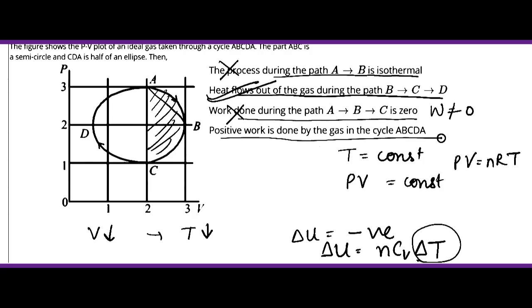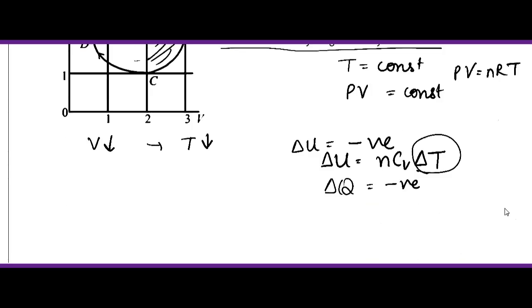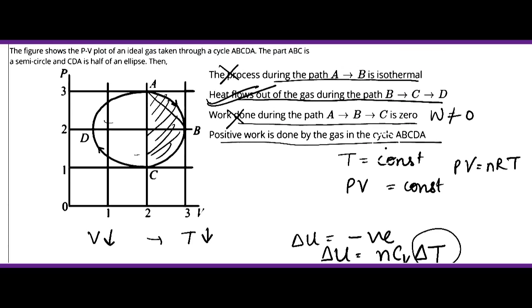Positive work is done by the gas in cycle ABCDA, right? Since the cycle is clockwise and the area is being covered, the work done would be positive. So these are the answers. Our answers are B and D.